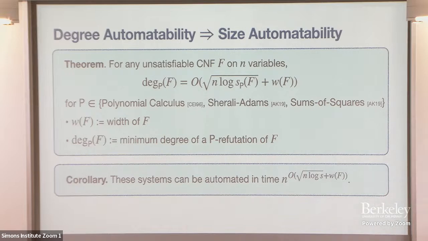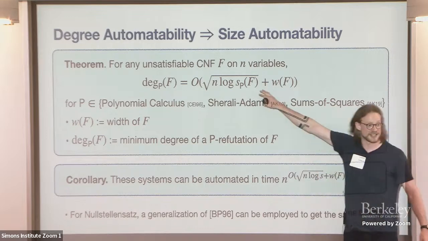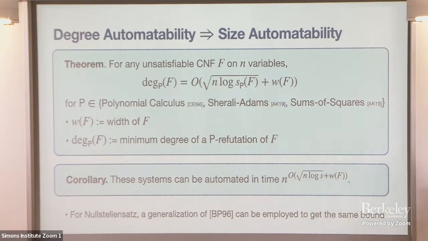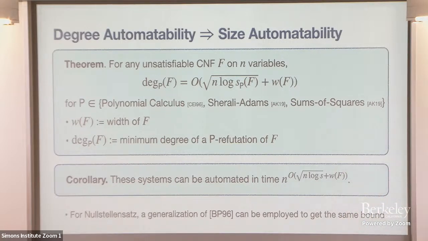And now I've only named 3 systems here, so you might be worrying about Nullstellensatz. My understanding is that, I didn't actually know this, but I learned this like a week ago, apparently you can modify the tree-like resolution proof to get the same bound. So Nullstellensatz provably does not satisfy this relation, but it turns out there's an alternate method to get the same upper bound for Nullstellensatz. But let's just sweep that aside for a second.